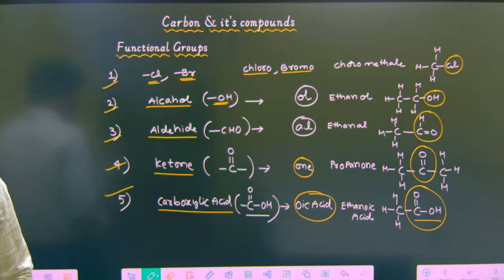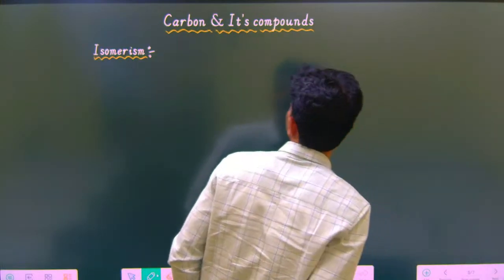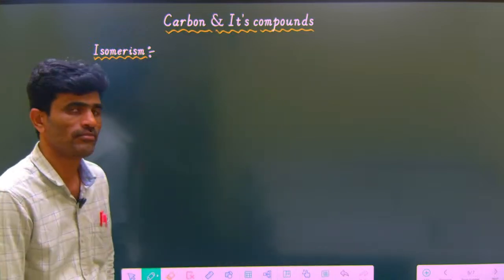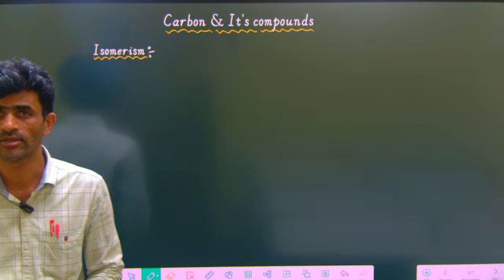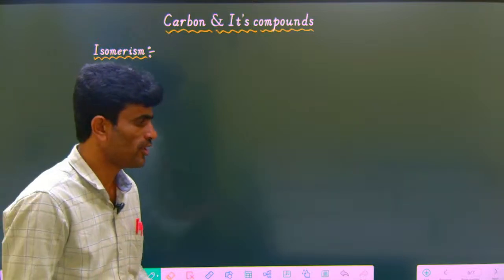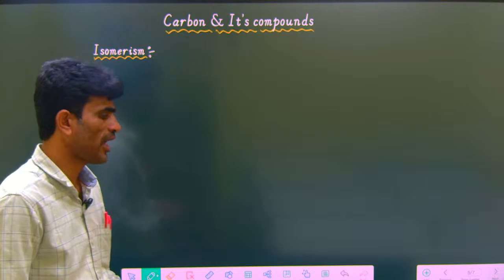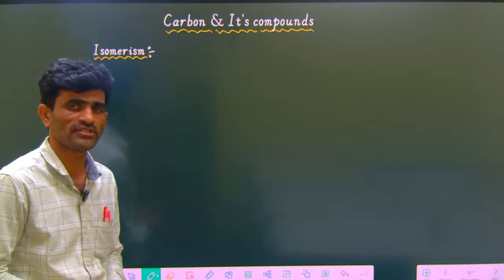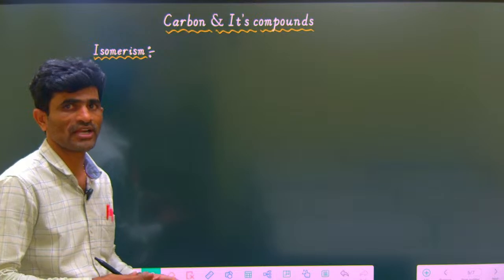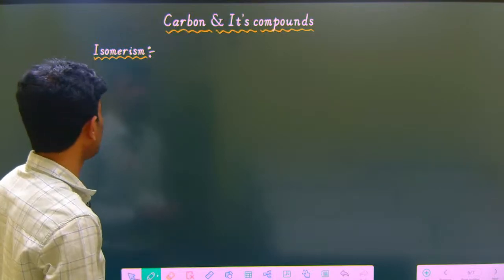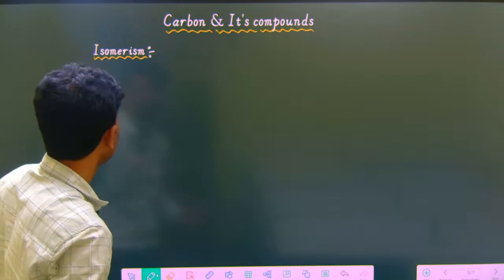Now we will be having the next important topic, that is isomerism. Do you all have an idea about isomerism? Isomerism means what? Having the same molecular formula but different structure. Compounds which have the same molecular formula but different structures are called isomers, and that process is called isomerism. This isomerism we will observe from butane onwards.